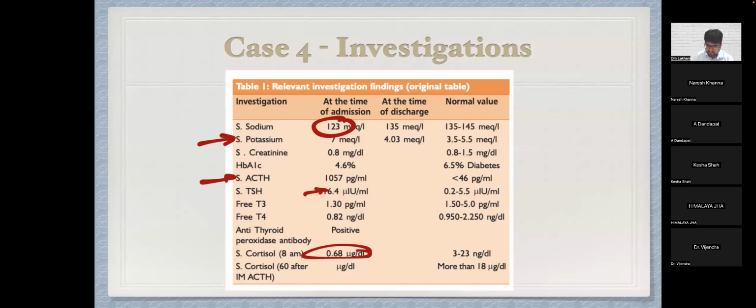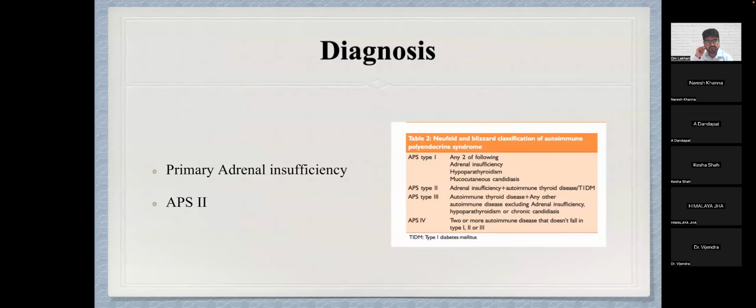Right, and we of course did not do an ACTH stimulation because the cortisol was already very low, so in fact it was not required. And then we started the patient on hydrocortisone. At the time of discharge, the patient's electrolytes had improved, right? So this is the typical case history. So what this patient basically had was primary adrenal insufficiency.